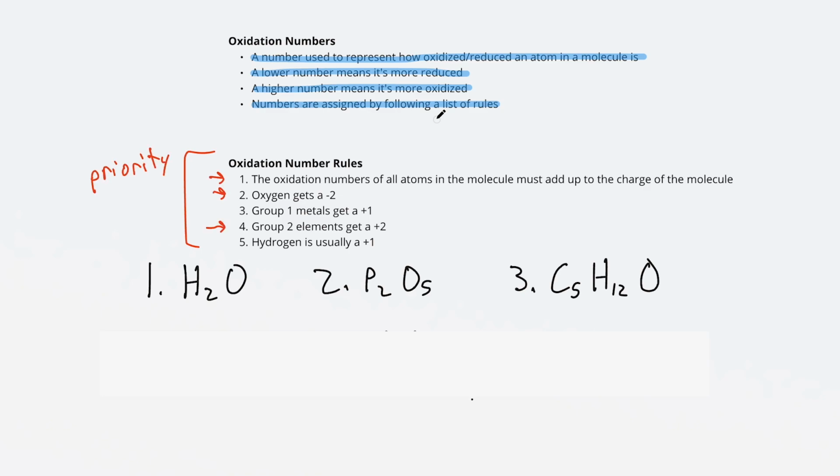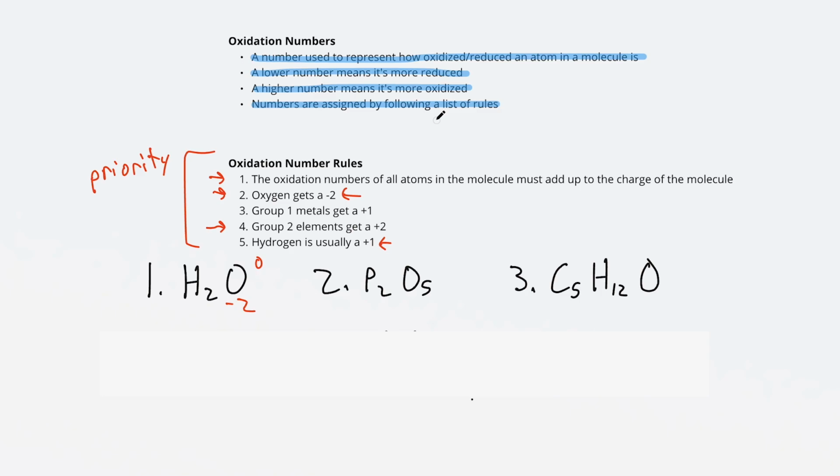Now let's practice assigning some oxidation numbers to these different molecules. For the first rule, the oxidation numbers of all the atoms have to add up to the charge. For H2O, there's no charge written, which means that it has a charge of 0. So our oxidation numbers will have to add up to 0. For oxygen, rule number 2 says that this oxygen is going to get a -2, and there's no rule with a higher priority that would make that not true. Now, notice that rule 5 does tell us what to do with hydrogen, but it doesn't even matter, because we know oxygen has to be -2 since it's a really high priority rule, and the oxidation numbers have to add up to 0.